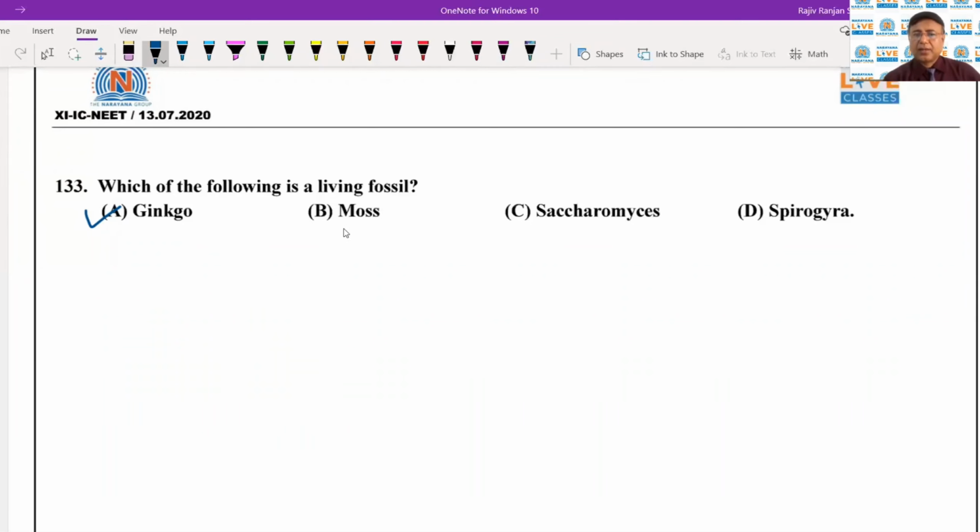Moss is a bryophyte. Moss is a pretty advanced bryophyte, so it is not said to be the living fossil. Saccharomyces is yeast, and it is also not a living fossil. It has got the modern features of fungi. And Asparagopsis is an alga. It is also an advanced green alga. So it is the ginkgo that is the correct answer. It is due to the primitive features that the ginkgo is called the living fossil.